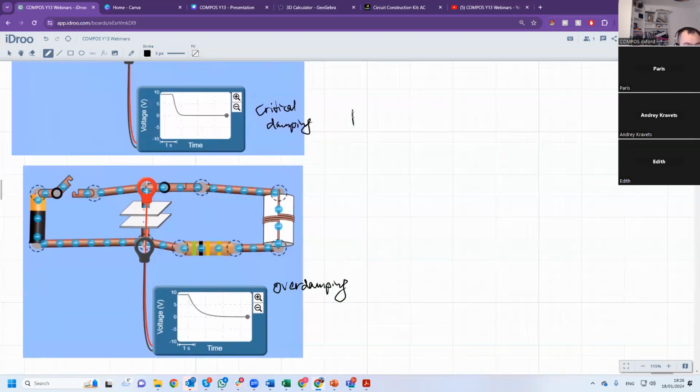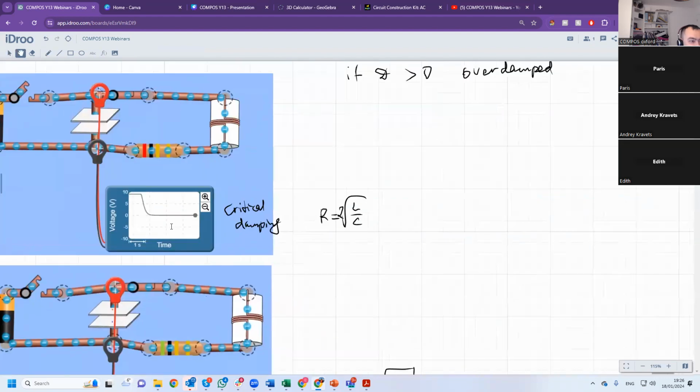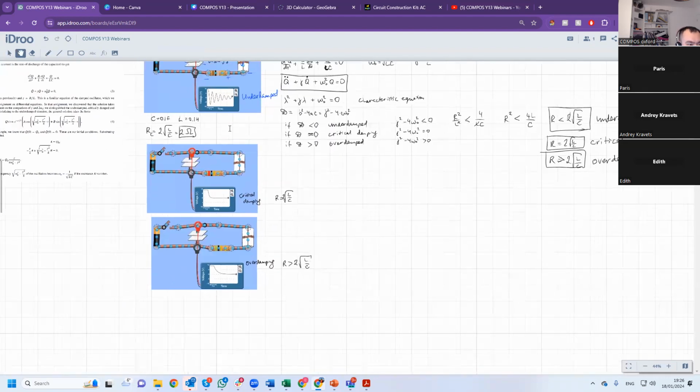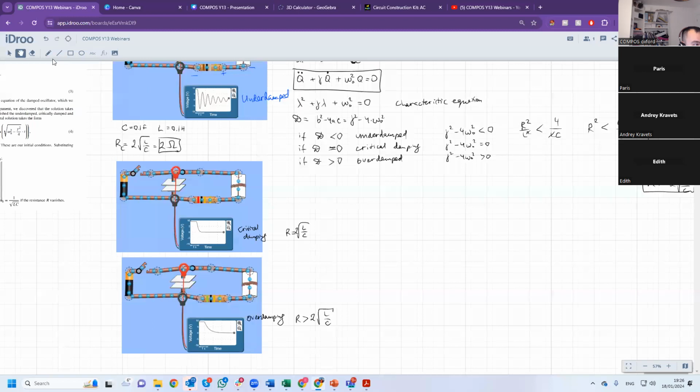So this is R equal to 2 square root of L over C, and this is R greater than 2 square root of L over C. Underdamped is, of course, R less than 2 square root of L over C. So do try this. I mean, if you're anything like me, it's exciting.